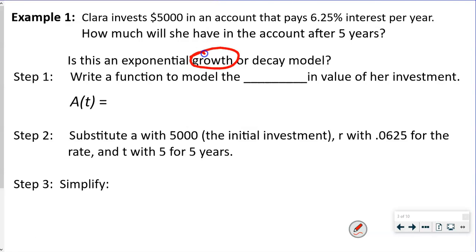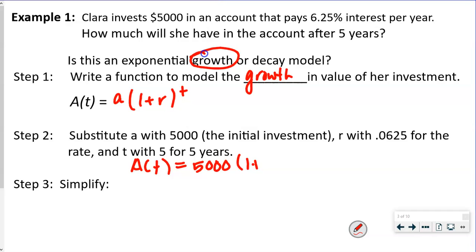And then we're going to write a function to model, obviously, the growth in the value of our investment. So we're going to do A of t, and that's going to be our initial amount, A, times 1 plus our rate of interest to the t power. So we're going to substitute the 5,000 into the initial investment. So our A of t here is going to be 5,000, and then we're going to do our 1 plus, notice our rate of interest. What we do to find this is we take this number up here and we divide it by 100, or we move the decimal place 2 places to the left. So that's going to be 0.0625, and that's going to be to the 5th power.